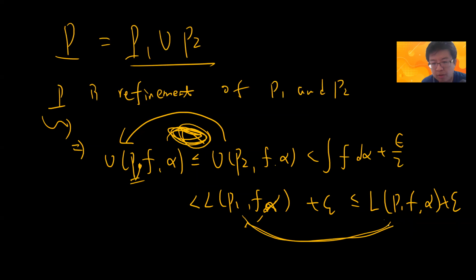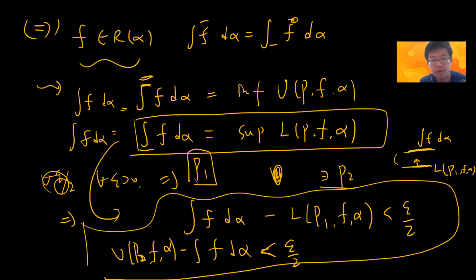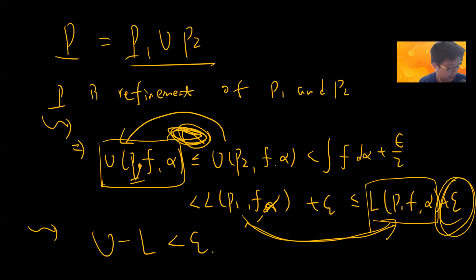Will increase the lower sum. So follow these two. I think you get the answer, right? So now, this guy and this guy, there is a difference of at most theta. Okay, so this is what we are going to have to prove, and what we already proved.